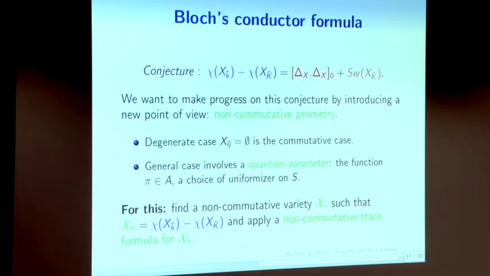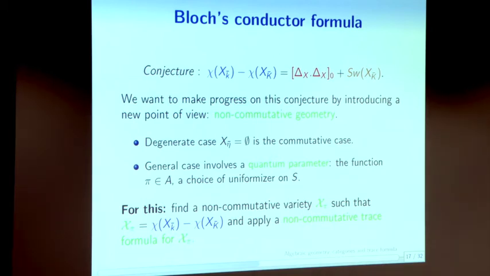And if we can find such a thing, we want just to apply the non-commutative trace formula for this space for the identity. So we want to compute the Euler characteristic of this thing by means of a trace formula for this non-commutative space. So we have two things to do. We have to find a non-commutative variety. Well, there are three things to do.